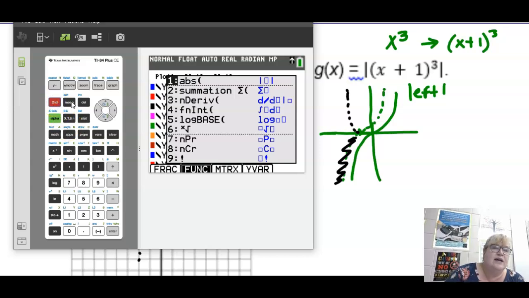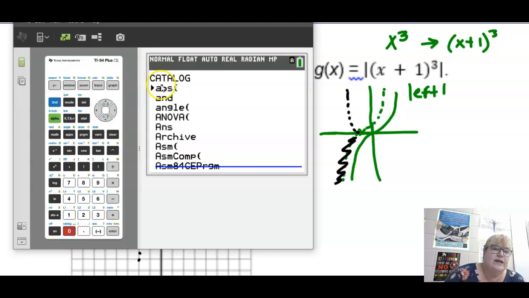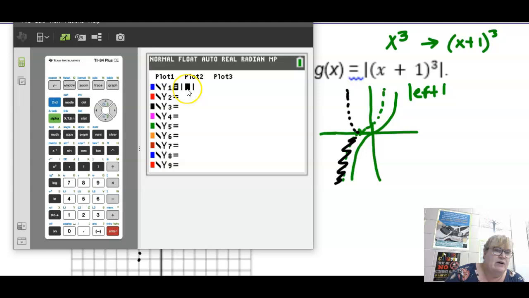The other shortcut I know that I learned, this is the only way I knew how to do it years ago, was second window, and absolute value is the very first thing. This is the catalog, under 0, an alphabetical listing of every function on your calculator, and absolute value is the first one. All right, so somehow you get those absolute values. If you have an older calculator, it'll literally say ABS parenthesis, but this newer calculator brings it up.